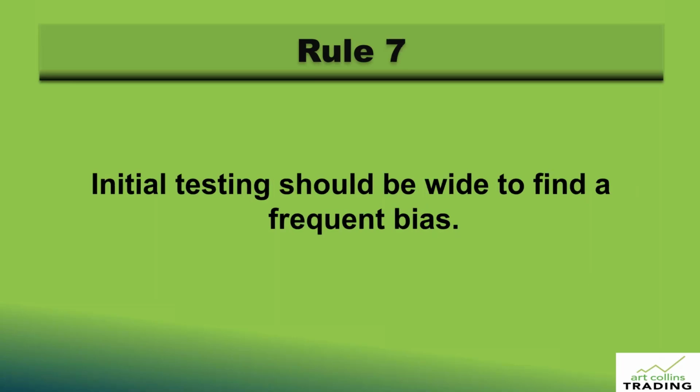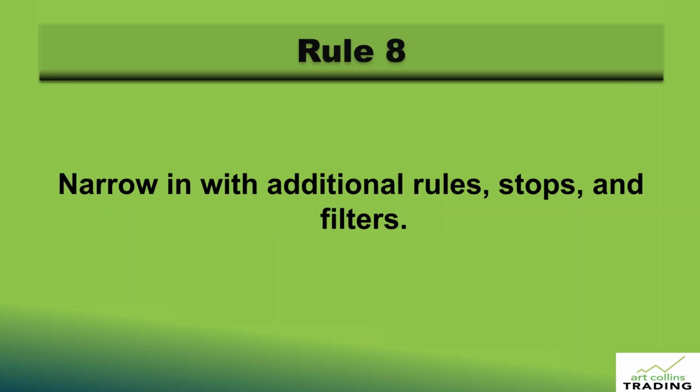Initial testing should be wide to find a frequent bias. In other words, don't start out with your stops and your filters and your other qualifiers. Let's not let a bias get away from us, okay? And from there, narrow in with additional rules, stops, and filters. You'll be, in this process, improving your numbers.